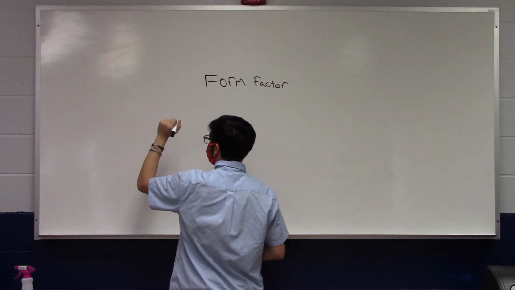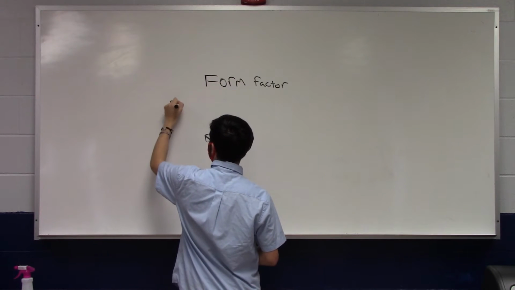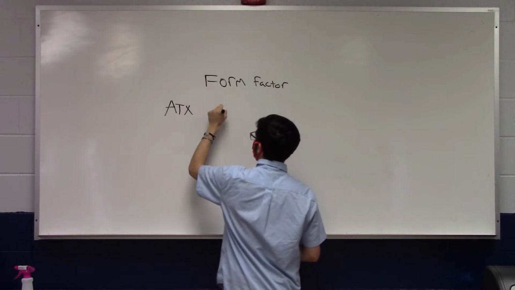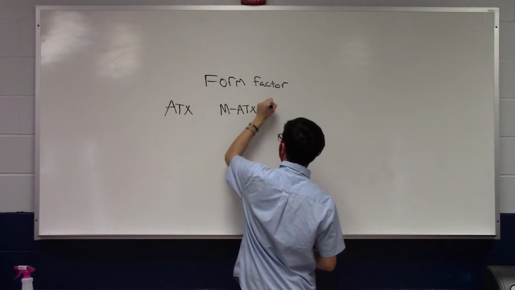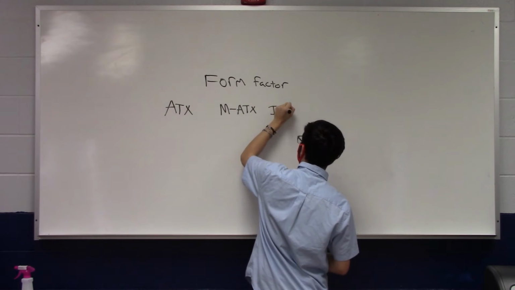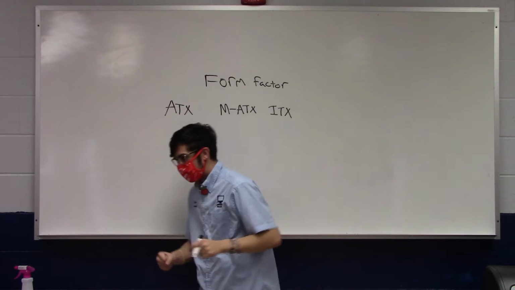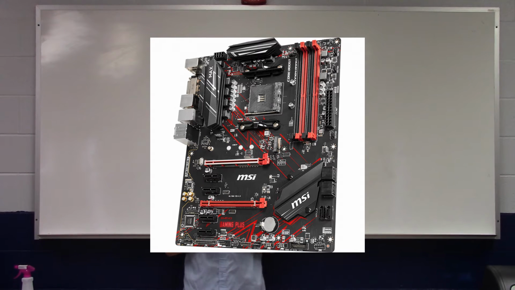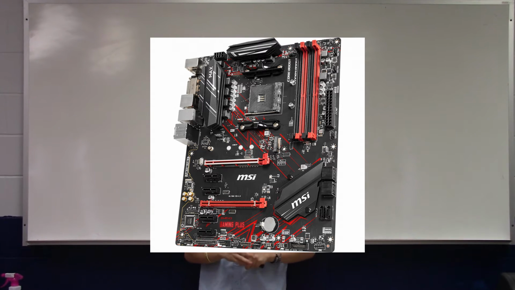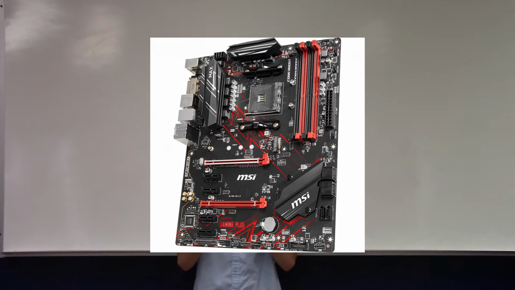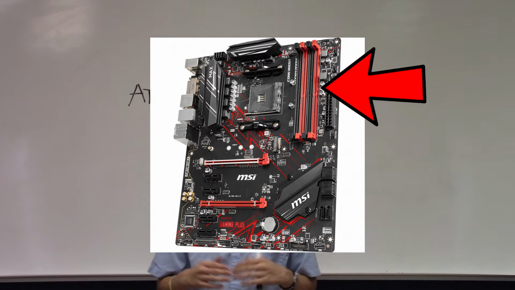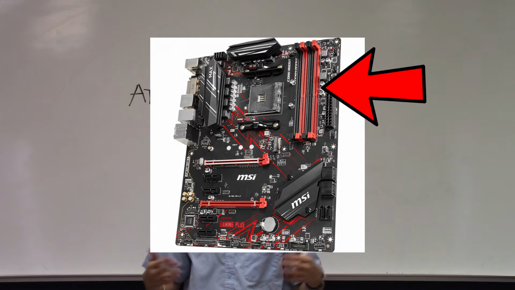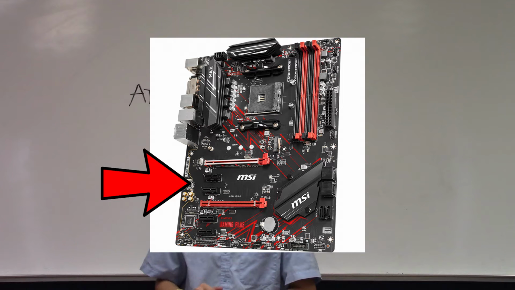So there are three main sizes of motherboard. There's ATX, MATX, and ITX. Now ATX is the main motherboard size that you'll find in everyday shopping. And that has your basic CPU socket, your I/O, your RAM slots, usually 4, and a bunch of expansion slots on the bottom.